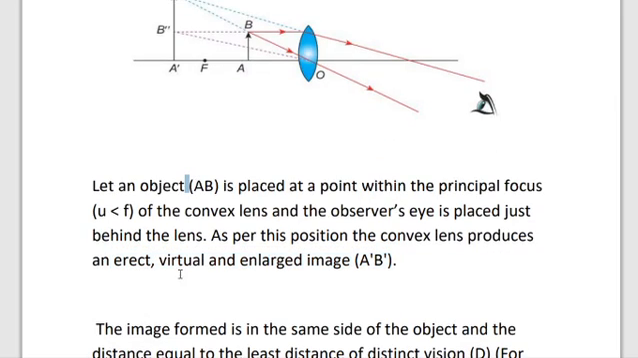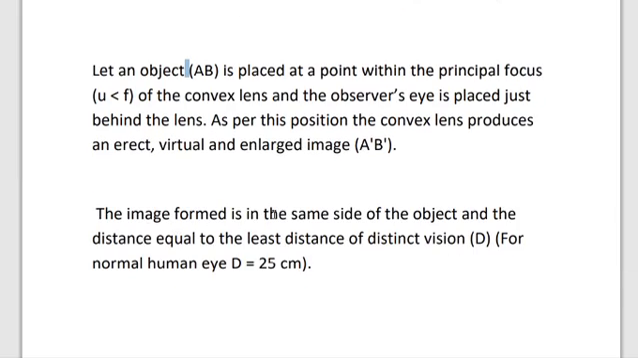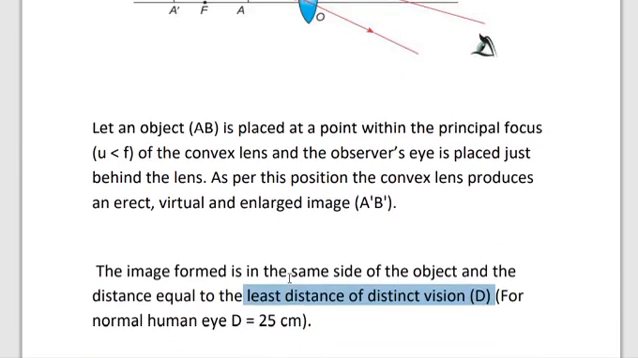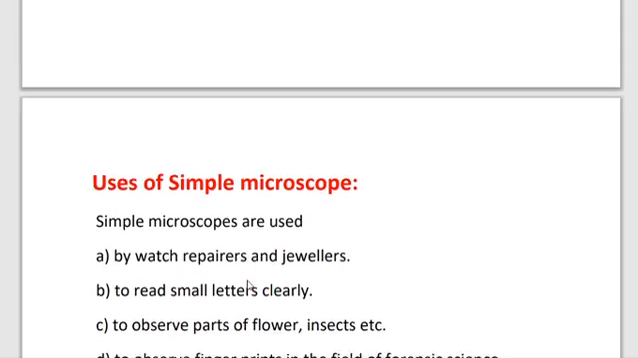Erect means it is a direct image. Virtual means it is an imaginary image. Enlarged means the size of the image is enlarged. The image is formed on the same side as the object, at a distance equal to the least distance of distinct vision. That is very important. The least distance of distinct vision for a normal human eye is D equal to 25 centimeters. So here the image is formed at the same distance, 25 centimeters.